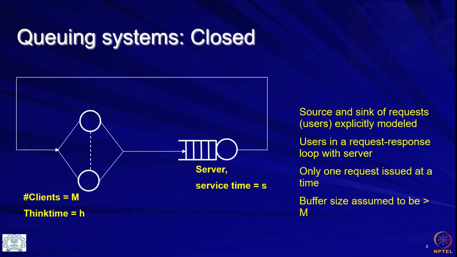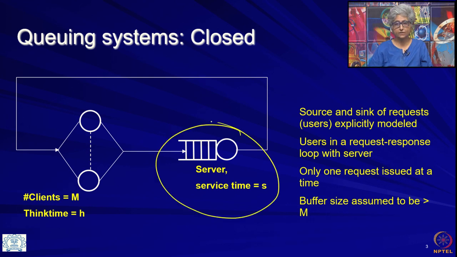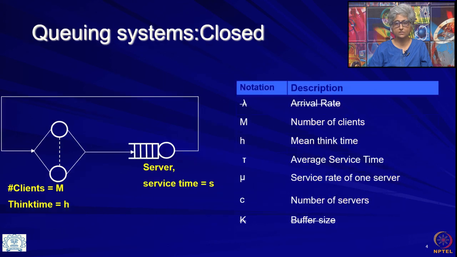Just to recall quickly what we have done in the last few lectures, we have done closed queuing networks with just a single server, and we did a lot of analysis on this. We figured out how to relate the throughput and the response time. We did some asymptotic analysis and we also saw some examples.